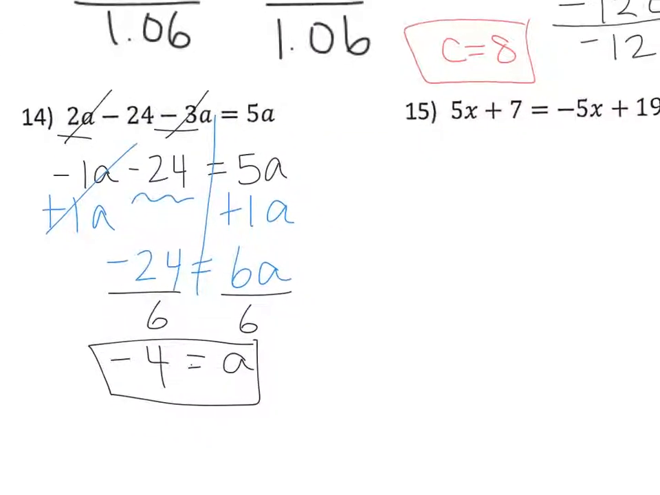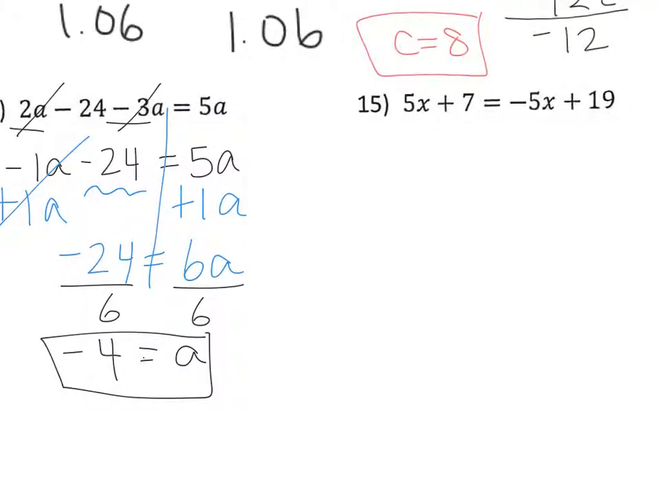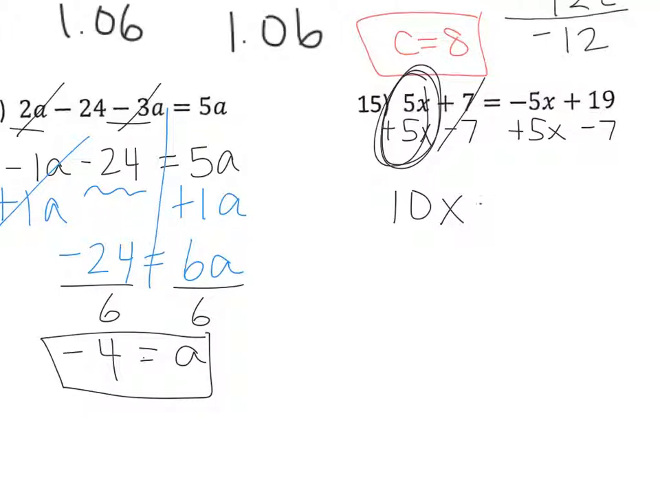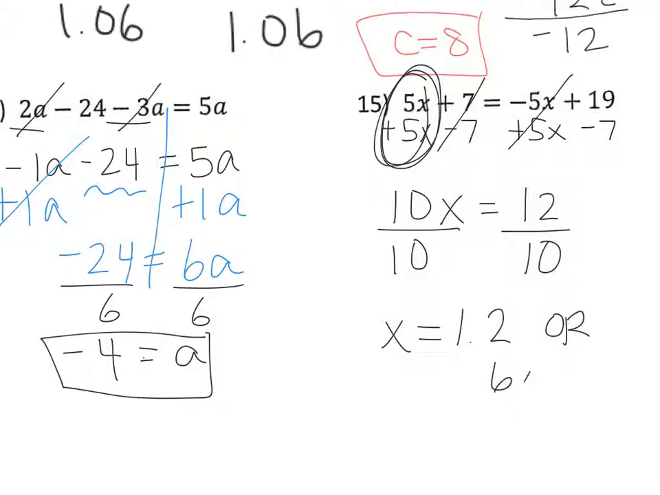And then number 15, I want to get my x's on the same side. So I'm going to add 5x to each side because I don't want to deal with negatives. So if I have my x's on this side, I want to get my number on the other side. So I'm going to subtract 7 from each side. So I'm going to have 10x. These two cancel out. These two cancel out. And 19 minus 7 is 12. So I divide both sides by 10. So you can either write x equals 1.2 or 6/5, because 12/10 reduces to 6/5.